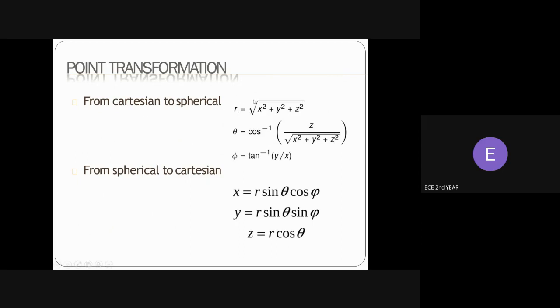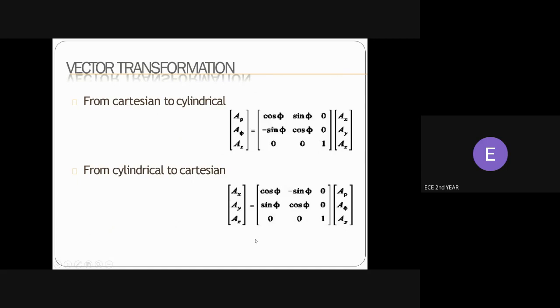Next one is from Cartesian to spherical. The Cartesian coordinates are given on the right hand side as formulas, and the spherical coordinates r, theta, phi are given on the left hand side. The corresponding formulas: r equals root of x square plus y square plus z square, and theta equals cos inverse of z divided by square root of x square plus y square plus z square. Finally, phi equals tan inverse of y by x. And last, from spherical to Cartesian, the formulas are x equals r sine theta cos phi, y equals r sine theta sine phi, z equals r cos theta.